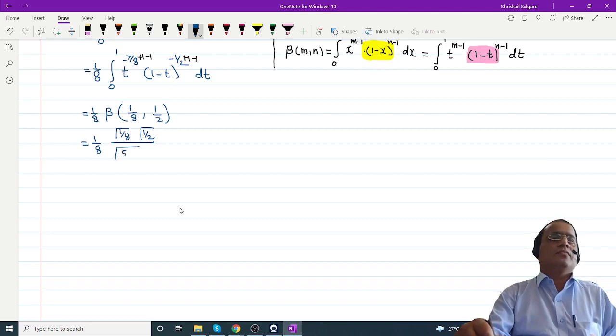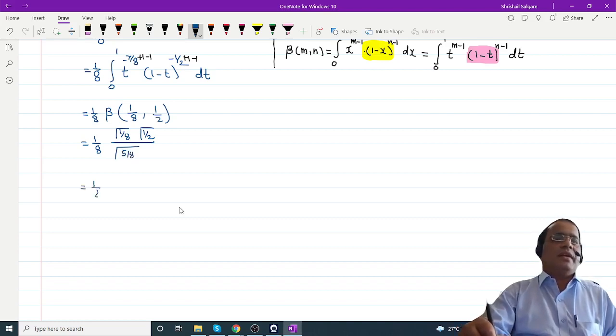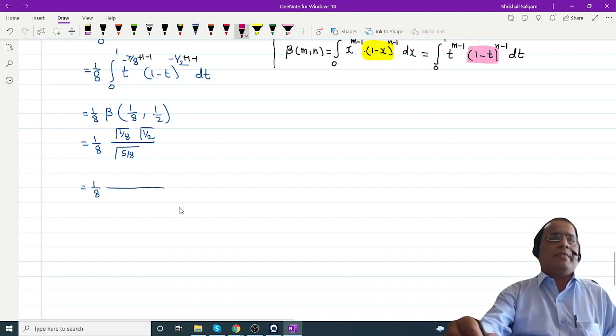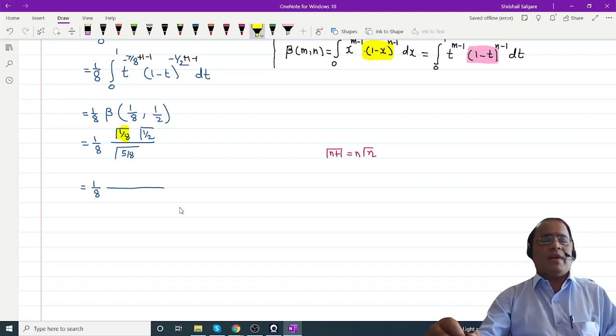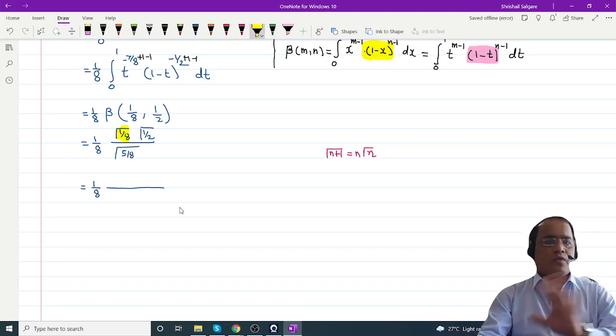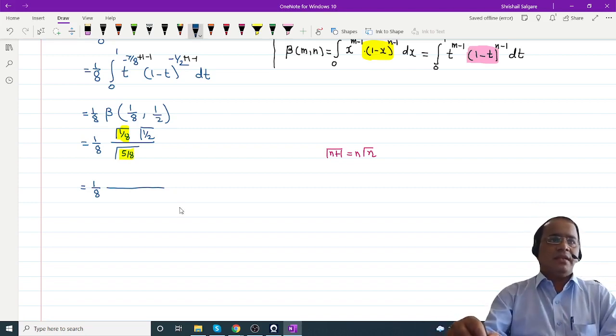5 by 8. Yes. So further, this can be written as 1 by 8. If you are applying the property gamma of n plus 1 is equal to n gamma n, then what happens? For the first one, if you reduce this number 1 by 8 by 1, it comes as a negative, so we can't apply. In the same manner, 5 by 8 minus 1 again comes as a negative number, so we can't apply. So that's why these two gamma values I will write as they are.